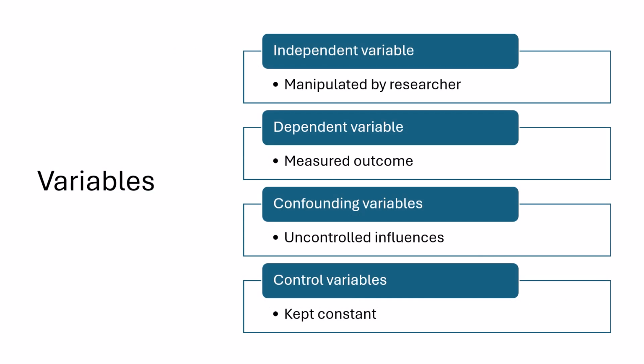Speaking of variables, let's clarify the different types. The independent variable is what you manipulate or change in your experiment. Think of it as the cause. The dependent variable is the outcome you measure, the effect. Confounding variables are those pesky influences you didn't control for that might mess up your results. And control variables are the ones you keep constant throughout the study. The exam loves to test your ability to identify variables in research scenarios.